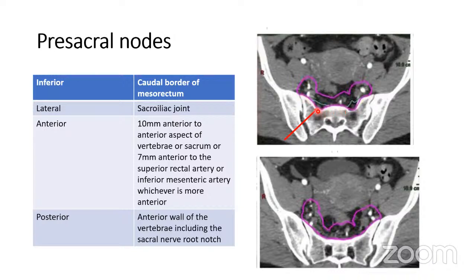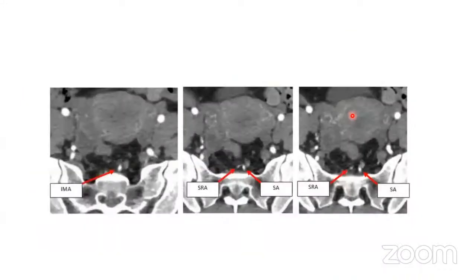Here you must see that if there is a sacral foramen or a sacral notch, please ensure to include it in the volume. In this slice, we don't find a sacral nerve root notch, and here you can find the sacral nerve root notch. Please ensure that it is included, because that is one of the common sites of recurrence, this presacral site.